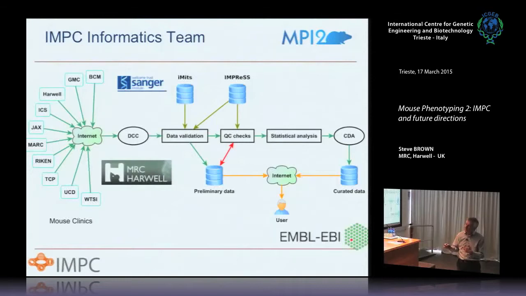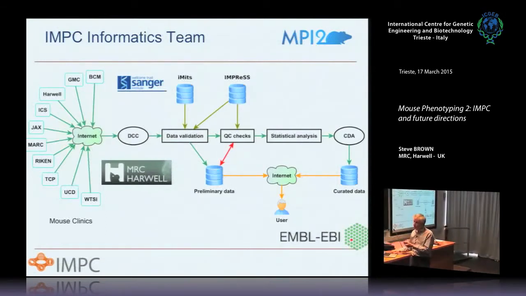But that QC data will also go through a statistical analysis to find all of the phenodeviance for any particular mutant. And then it goes to our core data archive at the EBI at Hinxton and Cambridge. And that curated data is also made available to the user on the internet. So there's a whole sophisticated informatics pipeline of collecting the data, checking it, analyzing it before it's distributed to the wider community. And you will have heard some of the aspects of this from Hugh Morgan yesterday.